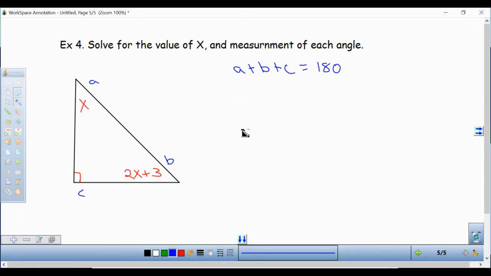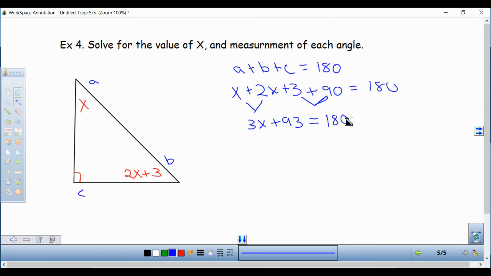And let's substitute what each of these angles are. Angle A we have as x. Angle B we have 2x plus 3. And angle C, remember this 90 degree marker means it is 90 degrees, and all that equals 180. So this one's a little different because we have an x here and an x over here. So we will combine like terms. x plus 2x equals 3x, and 3 plus 90 gives us positive 93, and we're going to set that equal to 180 and solve our two-step equation like we know how to do by getting the x by itself.